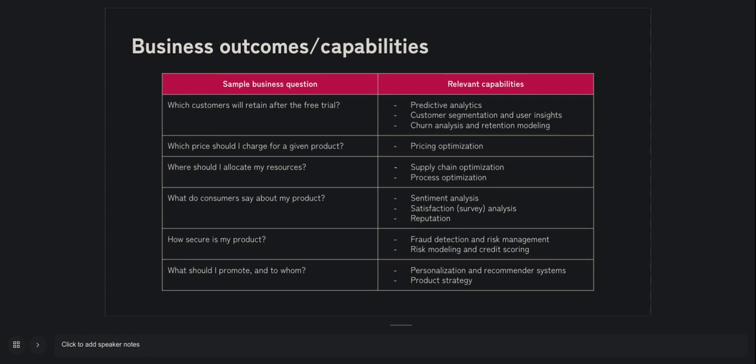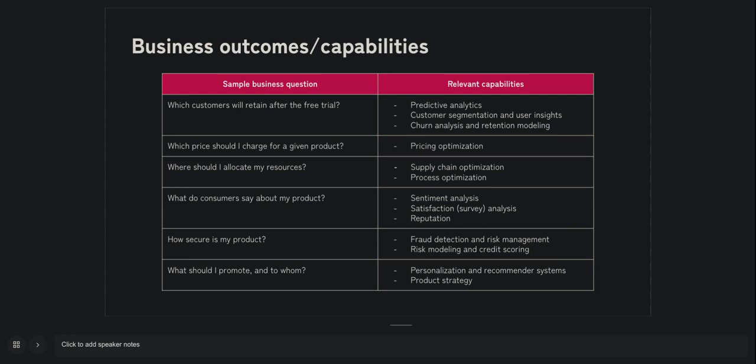If you want to have a project that focuses on which customers will retain after the free trial, if you have like a freemium situation or you offer a free trial to start, then you're going to want to have predictive analytics. You'll be relying a lot on customer segmentation and user insights, churn analysis and retention modeling to see what types of users are retaining and how long, that type of thing.